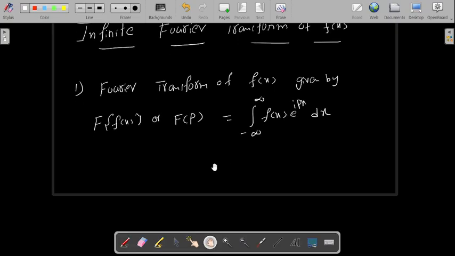What will this Fourier transform do? It will decompose the signals.